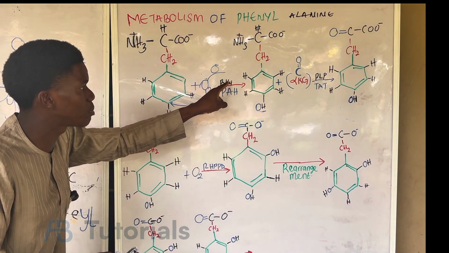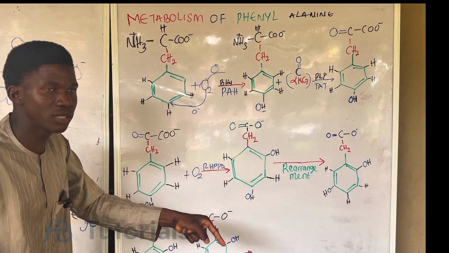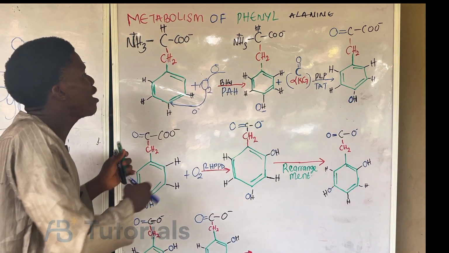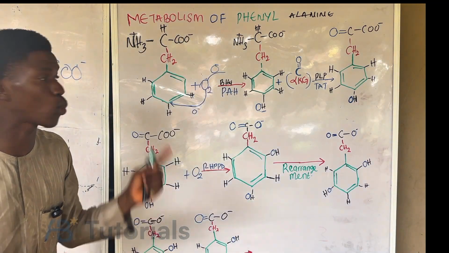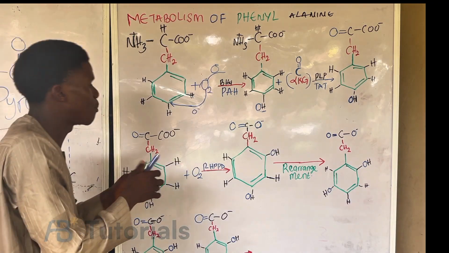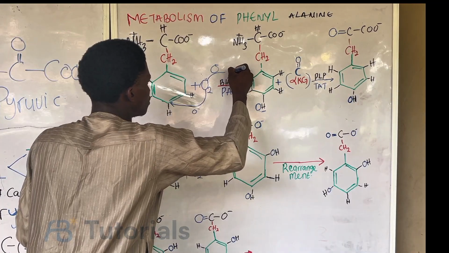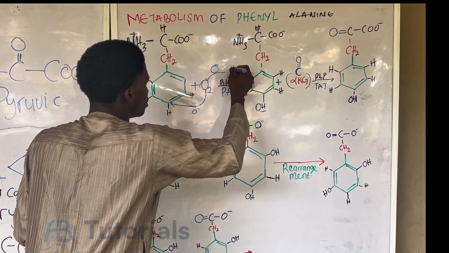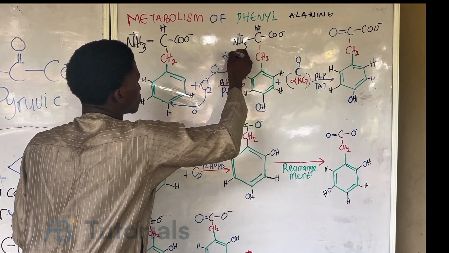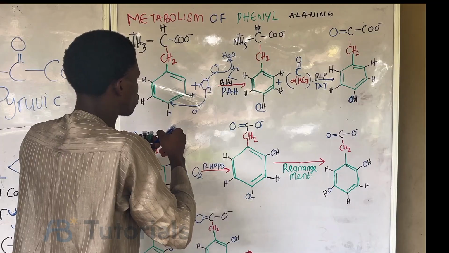And we call this BH4 tetrahydrobiopterin. I hope it is clear. So it needs this cofactor. So the remaining oxygen will react with the cofactor. And that oxygen is going to take 2 hydrogen from the cofactor. So this is going to take 2 hydrogen from the cofactor and it will form H2O.